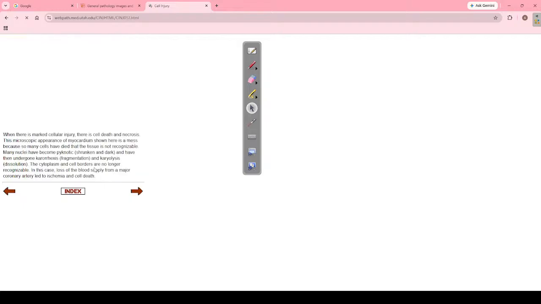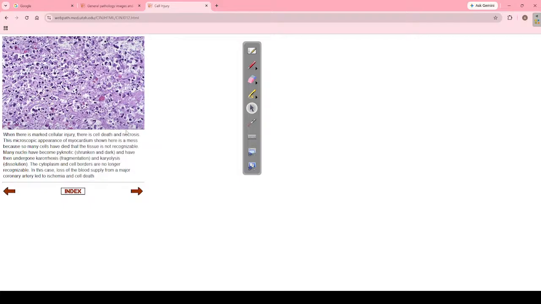Okay. Next we have an image showing cell death and necrosis in myocardium. Here there is a lot of mess because the cells have died and the tissue is not recognizable. This is the myocardium, and many nuclei become pyknotic, which is shrunken and dark, and they have karyorrhexis, fragmentation, and karyolysis. So three processes: first you have pyknosis, then karyorrhexis, and then karyolysis. First the nucleus will shrink and become small, then it will become fragmented, and then it will dissolve.